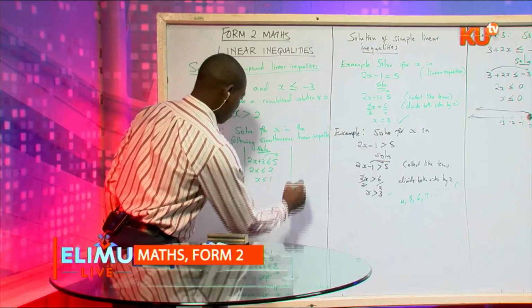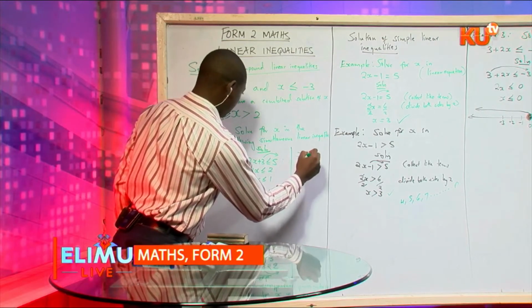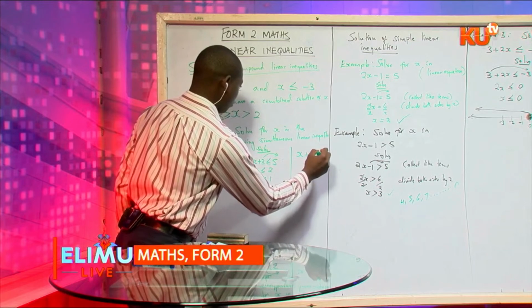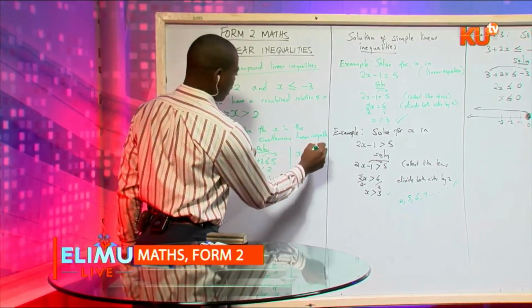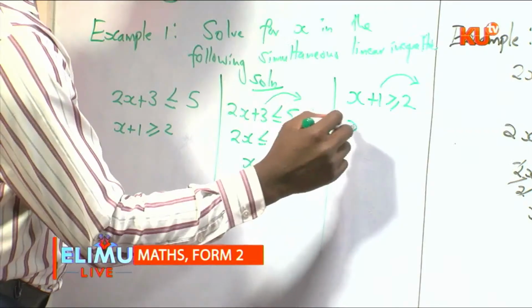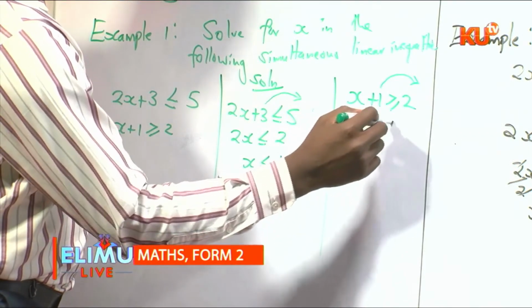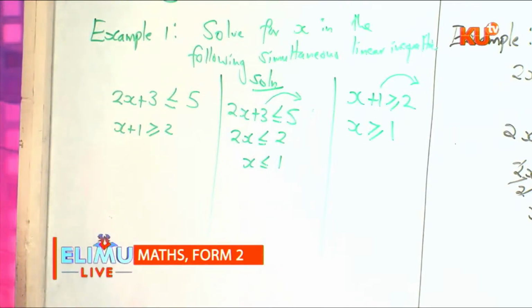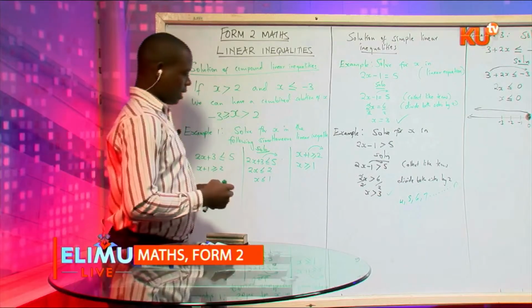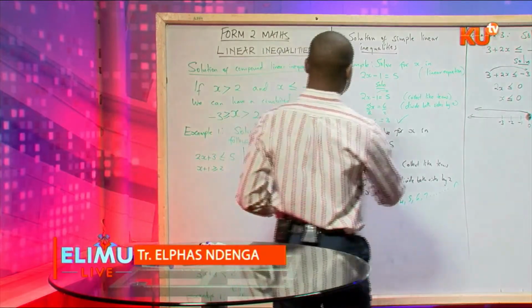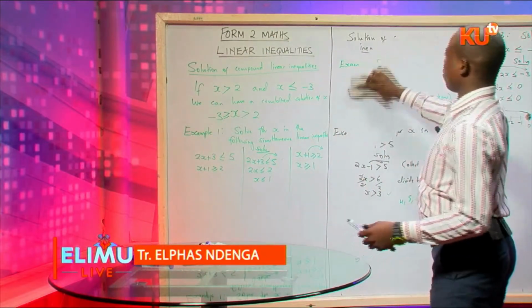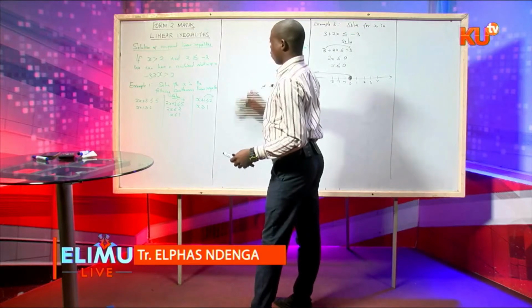On the other side, we have x plus 1 greater than or equal to 2. We'll take 1 to the right side, becomes negative. So x is greater than or equal to 1. So those are the solutions of x. That x is less than or equal to 1, and again it is greater than or equal to 1.